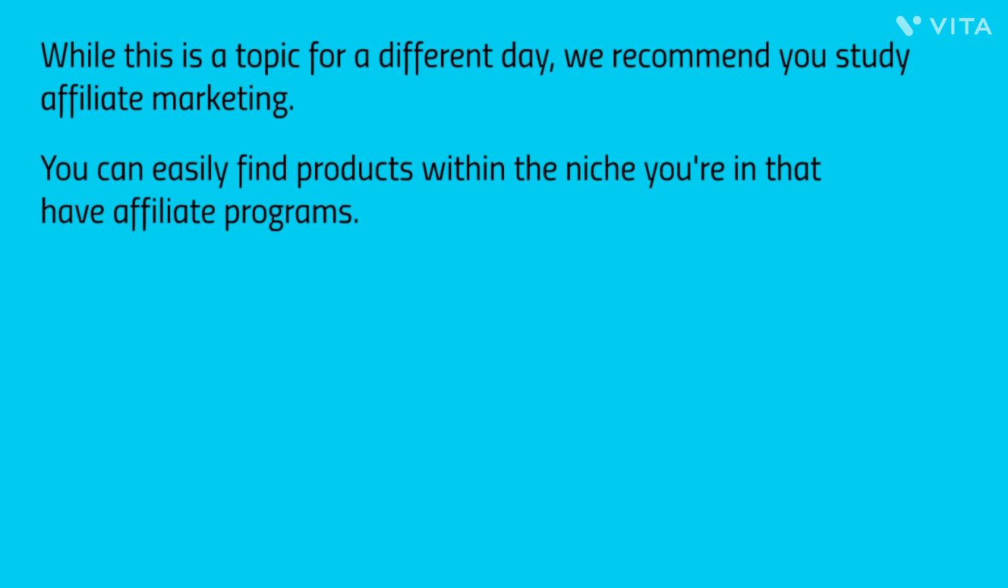So you can easily find products within a niche that you're in that have affiliate programs. In fact, in video number 5, where I show you how to go to a site called clickbank.com or even jvzoo.com, both of these sites are where you can find products to promote as an affiliate. So in doing so, you can actually promote the vendor's product. And if you start making some sales, a lot of times you'll become high priority on that vendor's radar.